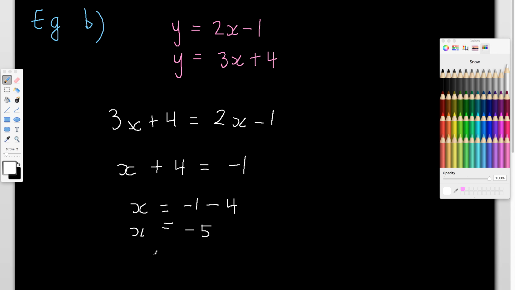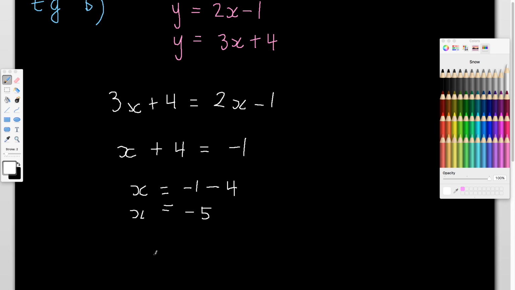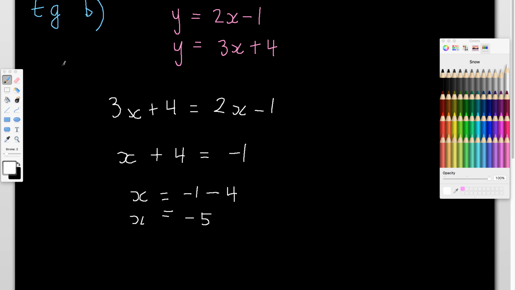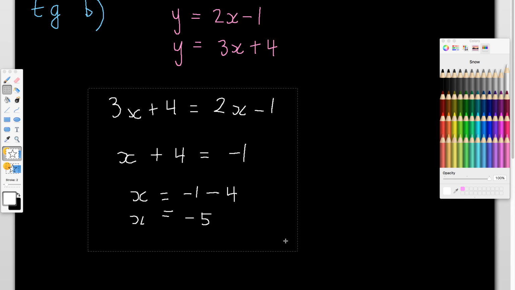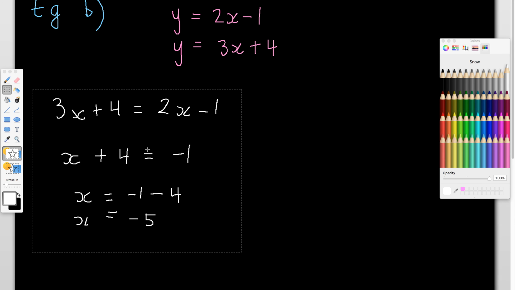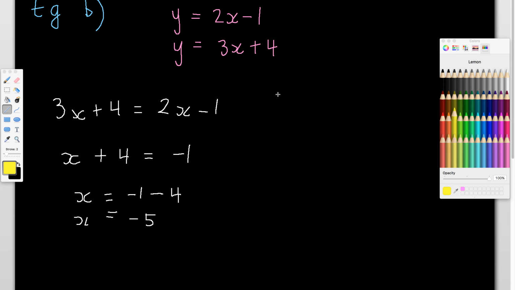Okay, so now that I've got x is equal to negative 5, all I need to do is get my y value, my corresponding y value for that x value. Now it should be the same for both of my equations, provided I've solved correctly. So I'll do that with the top equation, and then we'll just do a little check as well on the one underneath. So y equals 2x minus 1. So let's get that y value.